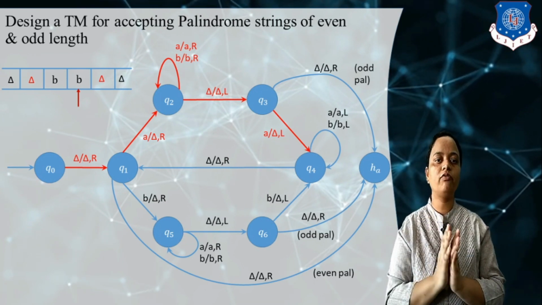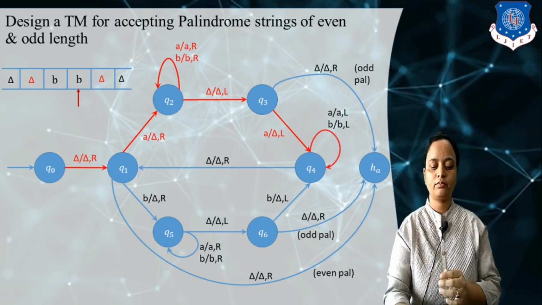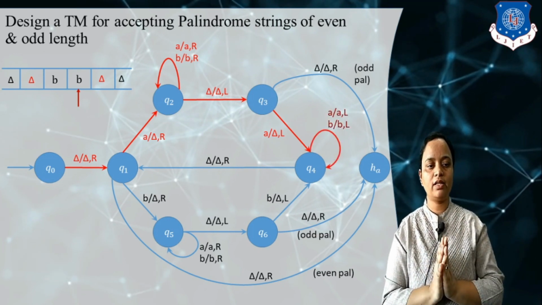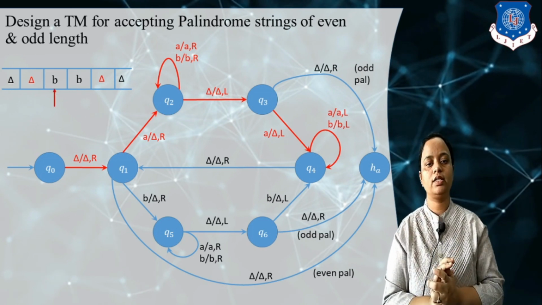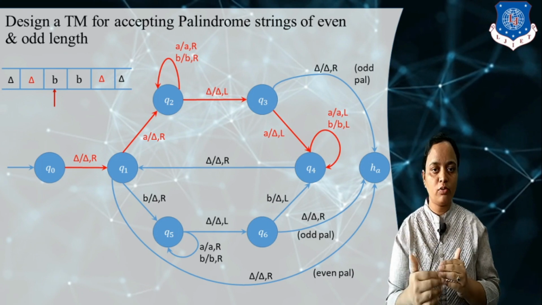Okay, so here if it is B, it is replaced by B and we move to the left side. B is replaced by B, move to the left side. Same here, small b is read, so our input is B.